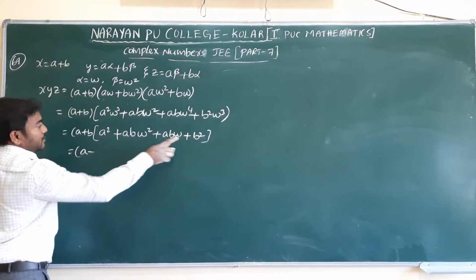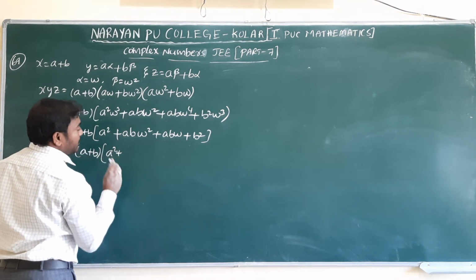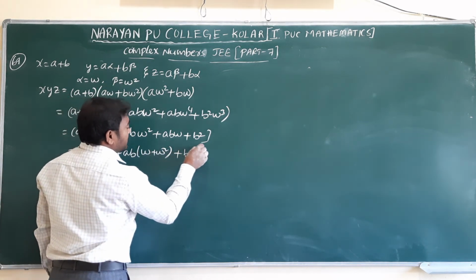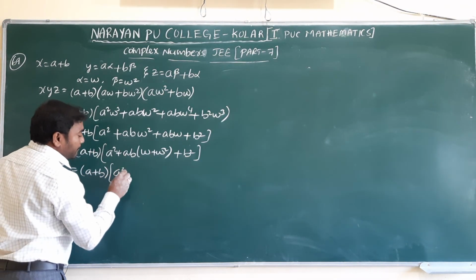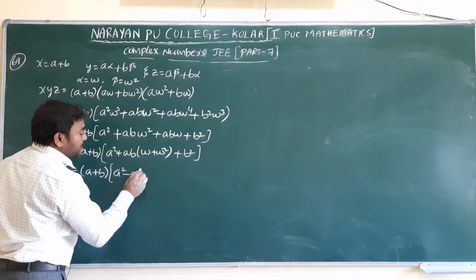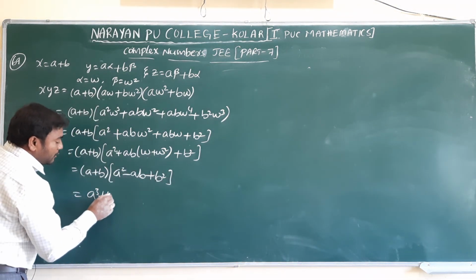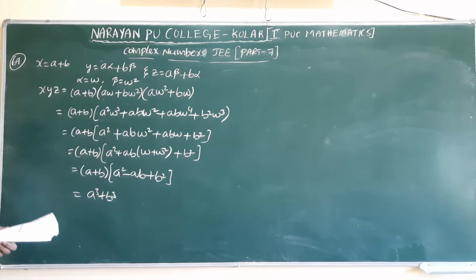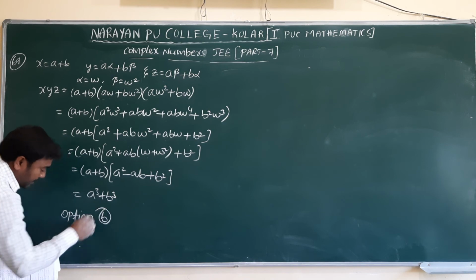Here a plus b, a square into omega cube value 1, a square plus ab omega square plus ab omega cube into omega, ab into omega plus b square, because b square omega cube value 1. We can write a plus b into a square plus, taking ab common, omega plus omega square, plus b square. We directly have omega plus omega square equal to minus 1, so minus 1 into ab, a square minus ab plus b square. It can be written as a cube plus b cube, because we know the formula a cube plus b cube is a plus b into a square minus ab plus b square. Here option B is the correct option.